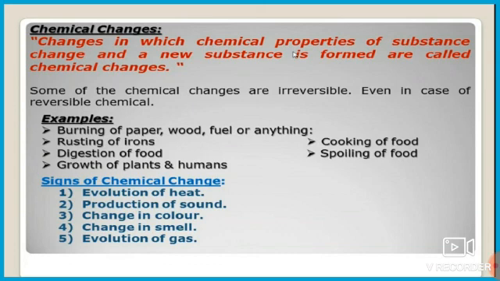Some of the chemical changes are irreversible. Examples: burning of paper, wood, fuel, or anything, rusting of iron, digestion of food, cooking of food, and many more. Signs of chemical change: evolution of heat, production of sound, change in color or smell, and evolution of gas. These are the signs of chemical change.